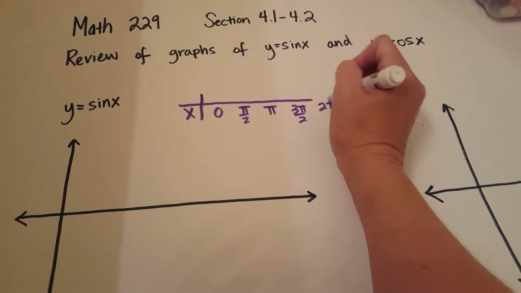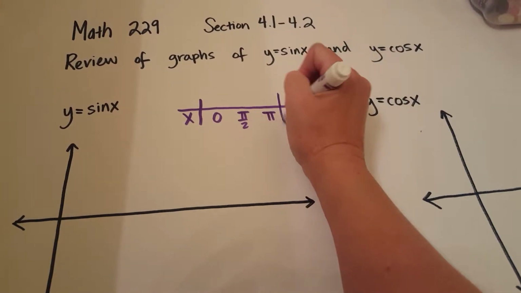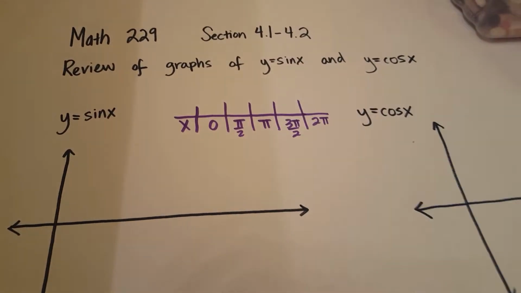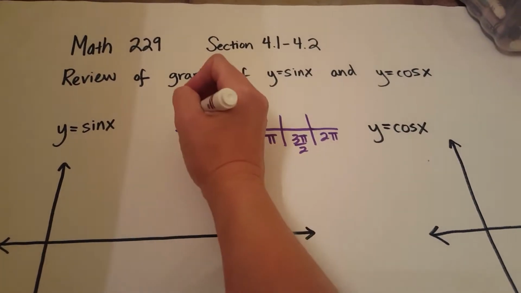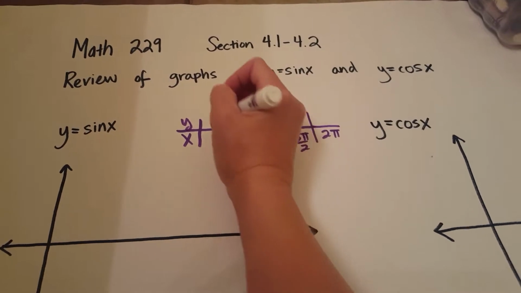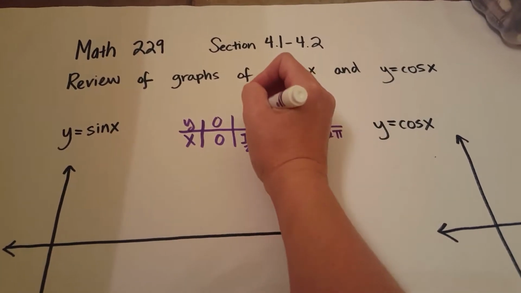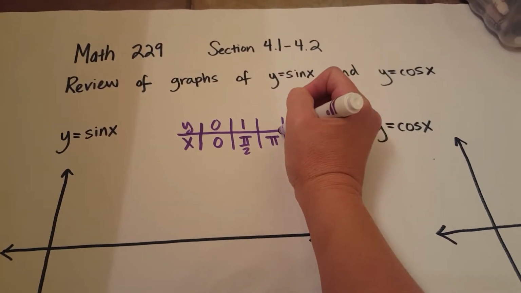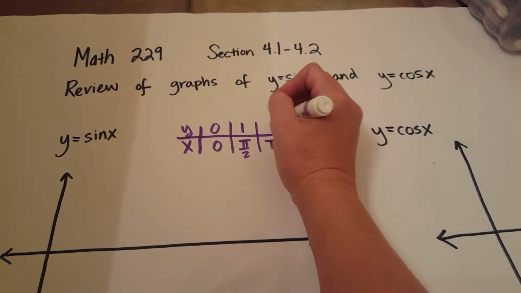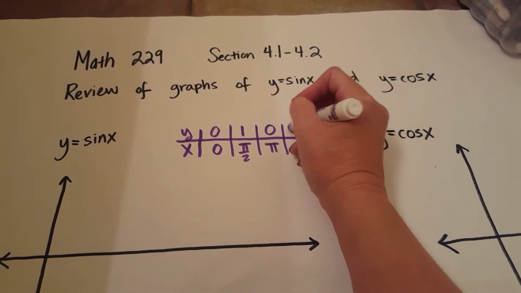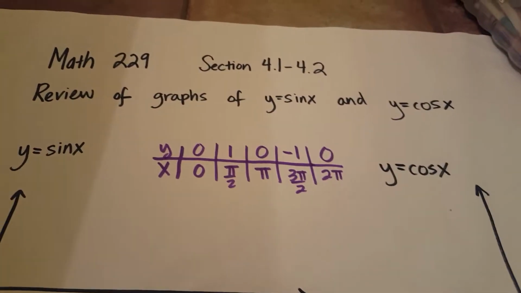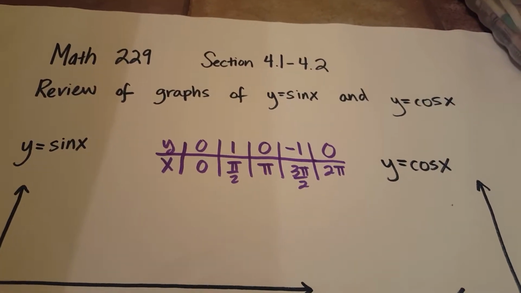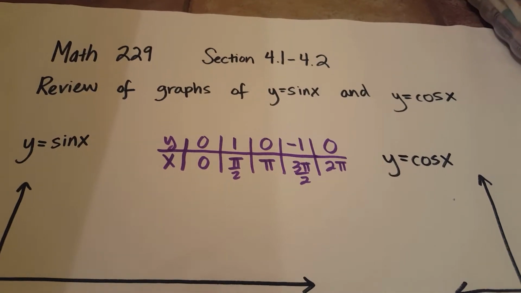So think of this as a horizontal xy table. Basically every pi halves we're going to cut the graph. The y values: well, the sine of 0 is 0. The sine of pi halves is 1. The sine of pi is 0. The sine of 3 pi halves is -1. And the sine of 2 pi is 0. So the sine graph always goes 0, 1, 0, -1, 0.